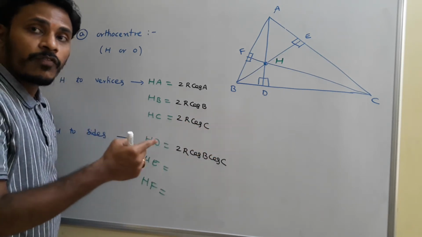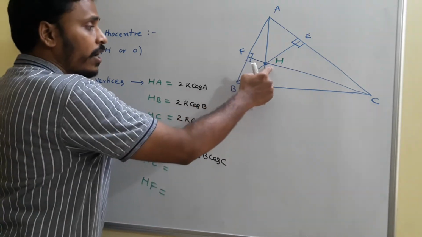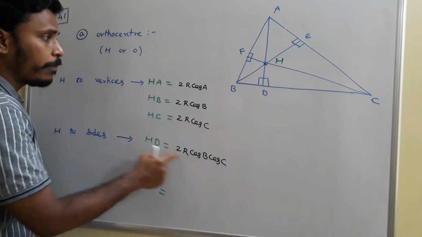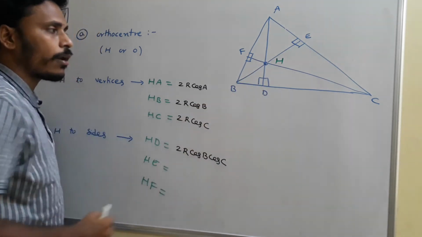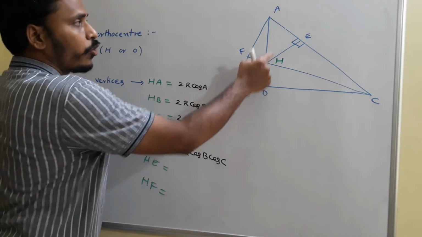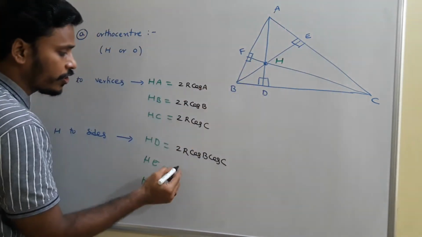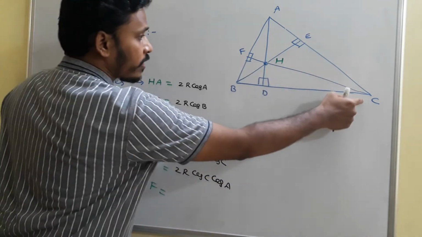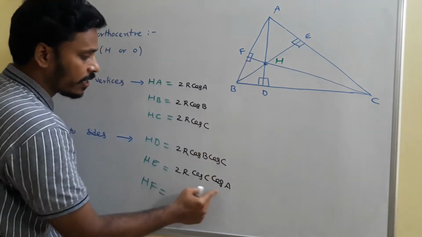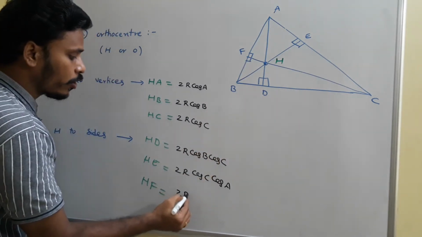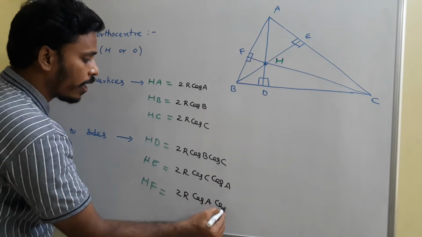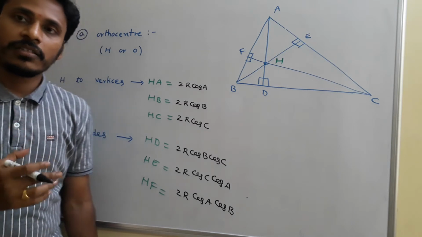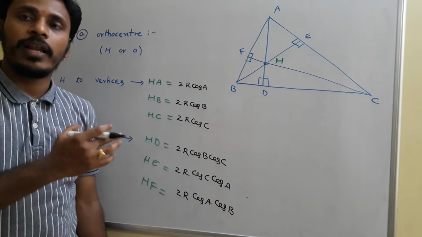Whereas for the distances of the orthocenter to the sides, the orthocenter is H and the side is BC, this distance from the orthocenter to the side BC is HD, which is 2r cos B cos C. And similarly from the orthocenter to the side CA, which is HE, it is 2r cos C cos A. Since it is to the side CA, here the angles should be C and A. And similarly HF is nothing but 2r cos A cos B. Just observe it, try to memorize the distances from the orthocenter to the vertices as well as to the sides.